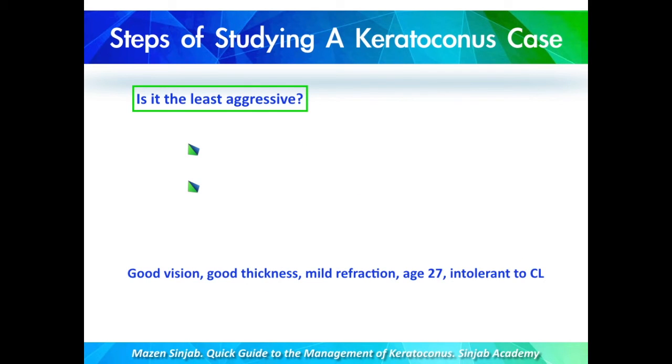This is another example. A patient with good vision, good thickness, mild refraction. His age is 27 and he is intolerant to contact lenses. Depending on other parameters, suppose that we have 2 options. Corneal cross-linking with customized laser vision correction, or glasses and observation. Logically, glasses and observation are much better, especially that he has mild refraction and his age is 27, so we can observe him.